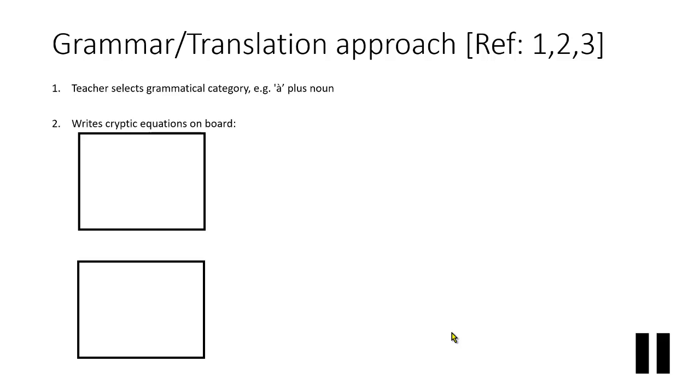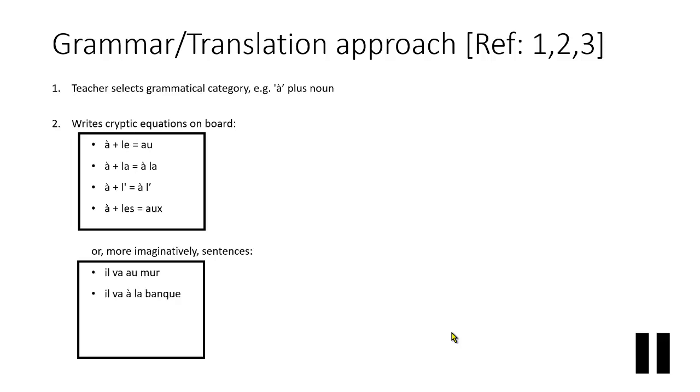Then they would write a cryptic equation on the board. À plus le, to plus the masculine is au. À plus la, à la. À plus l', à l'. À plus les equals aux. So they might do that. Or, more imaginatively, they might put it in sentences. He goes to the wall, he goes to the bank, he goes to the church, he goes to the shops.